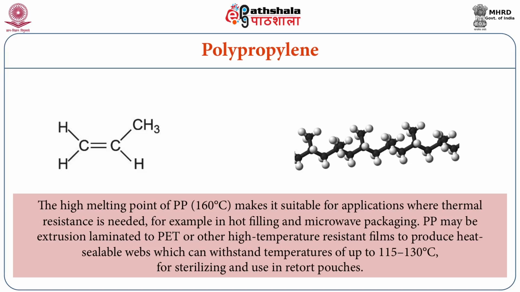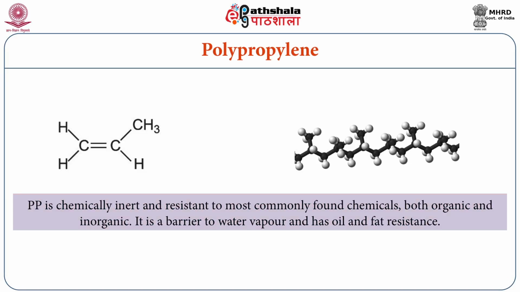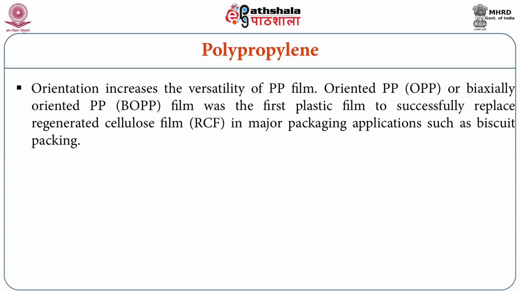Polypropylene may be extrusion laminated to PET or other high temperature resistance films to produce heat sealable webs which can withstand temperatures up to 115 to 130 degrees Celsius for sterilization and use in retort pouches. Polypropylene is chemically inert and resistant to most commonly found chemicals, both organic and inorganic. It is a barrier to water vapor and has oil and fat resistance. Orientation increases the versatility of polypropylene.